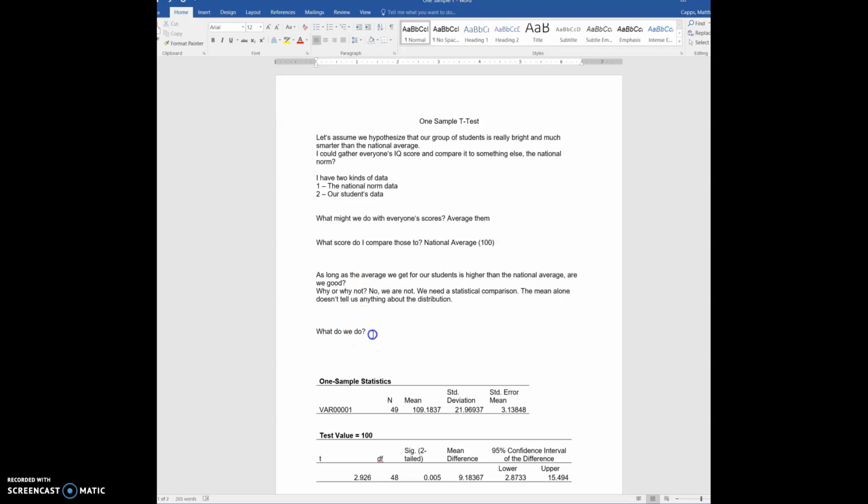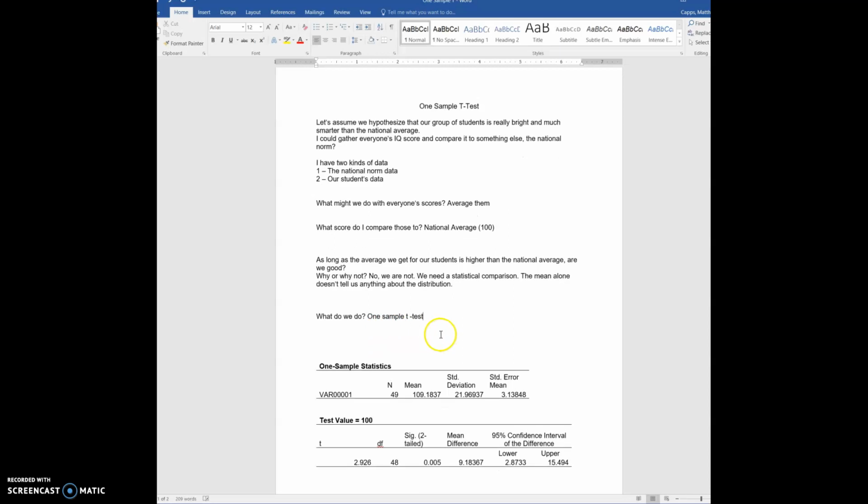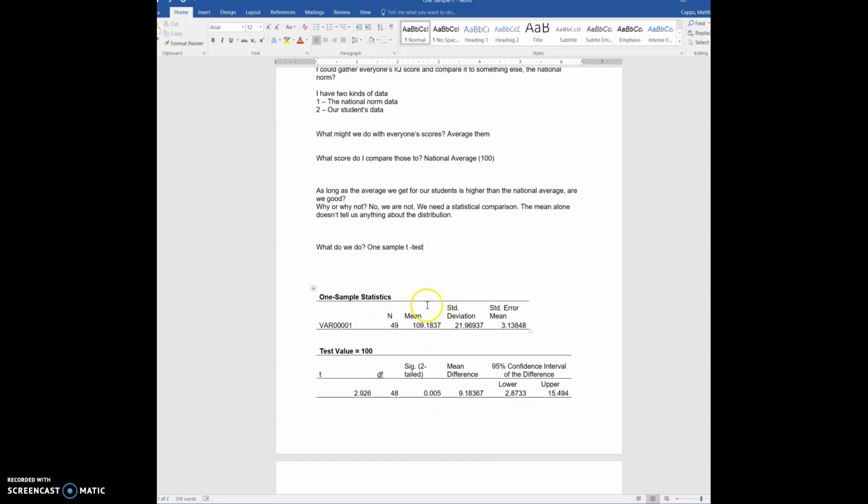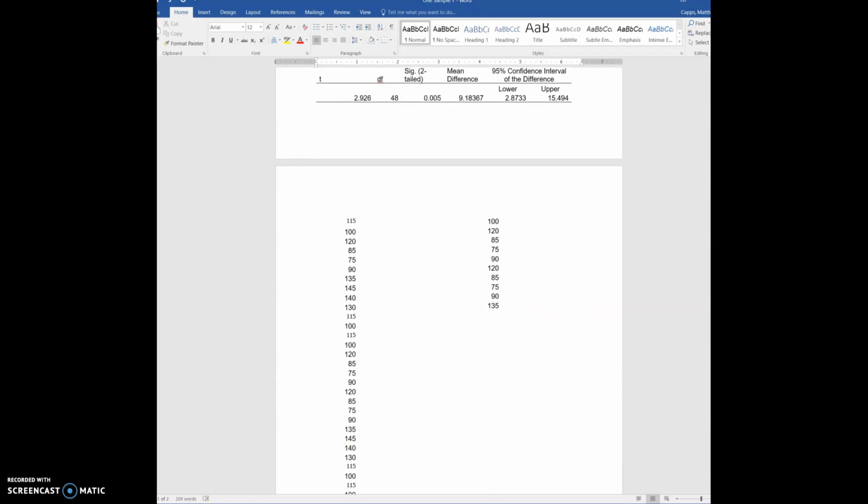So what do? One sample t-test. When you take the other course, the data analysis course, you'll learn how to run this. This is actually relatively simple. The hardest part is actually getting the data in a usable form and getting it in the computer and knowing which buttons to click. The rest of this is relatively simple.